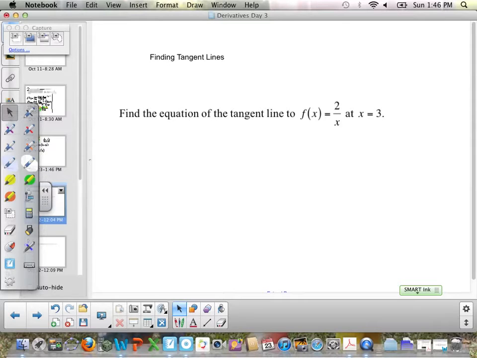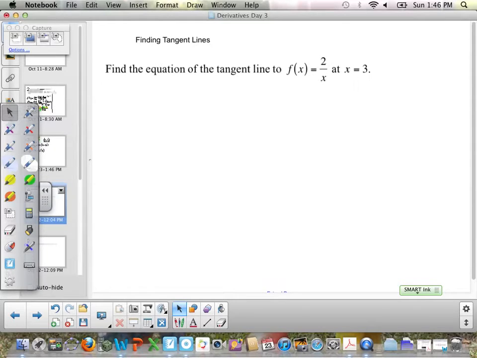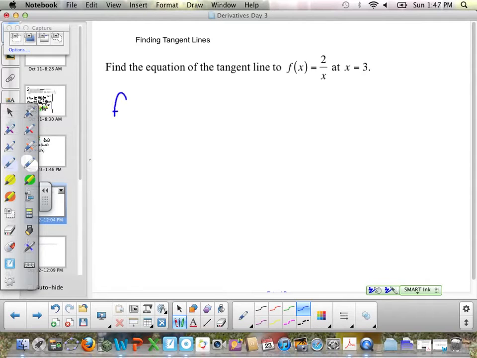Find the equation of the tangent line to f of x equals 2 over x at x equals 3. So same thing. Let's find f prime of 3. That'd be the limit as x approaches 3 of f of x, which is 2 over x, minus f of 3, which is 2/3, over x minus 3. Plug 3 in.